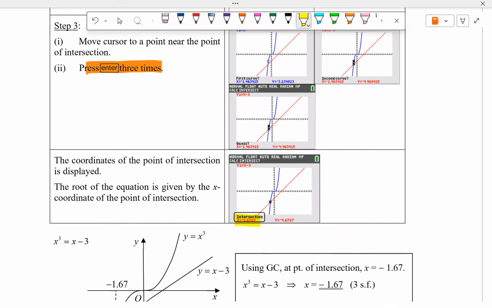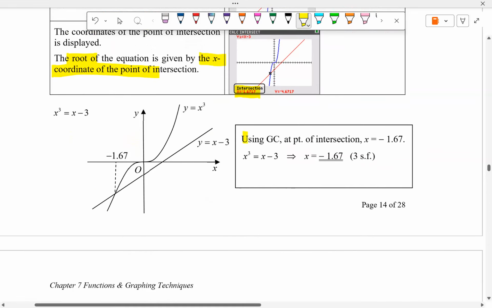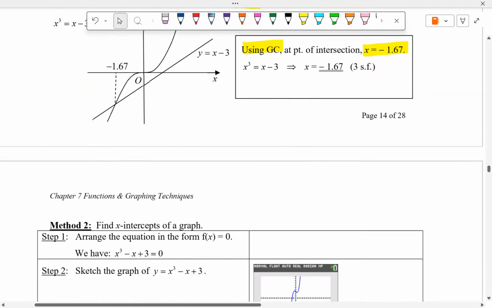Okay, we are not looking at the coordinates of the intersection because the question is asking me for the root of the equation. The root refers to the x coordinate only. I don't need the y coordinate. Okay, so the answer to the question, therefore, using GC, x equals to negative 1.67. Okay, so that's method number 1.